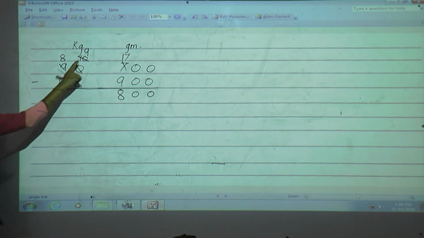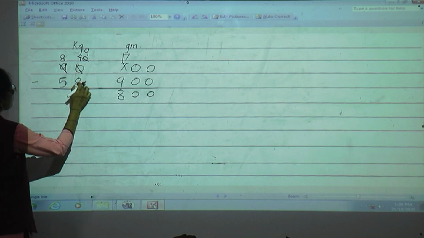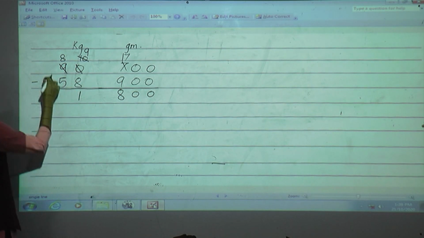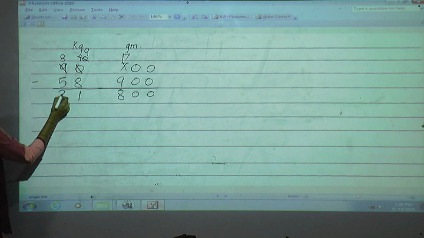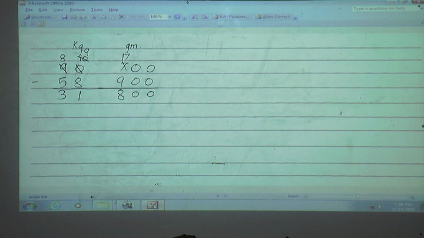Here 9 is there and here 8 is there. 9 minus 8, 1. Then 8 minus 5, 3. Okay, so how much was left in the shop? How much weight of the pulses left in the shop? 31 kg 800 gram pulses left in the shop. Understood? Now one more question is remaining.